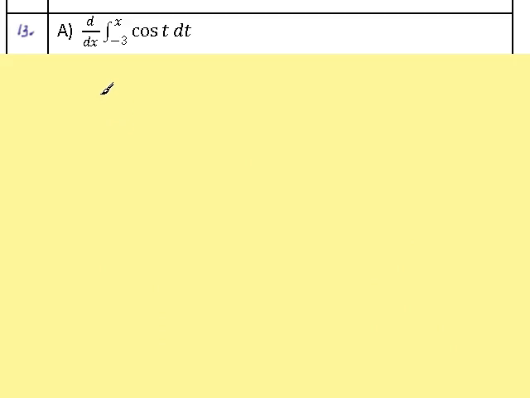In number 13a, we're applying the second part of the fundamental theorem of calculus. It says that this derivative is just equal to this function with x substituted in, so that would just be cosine x.